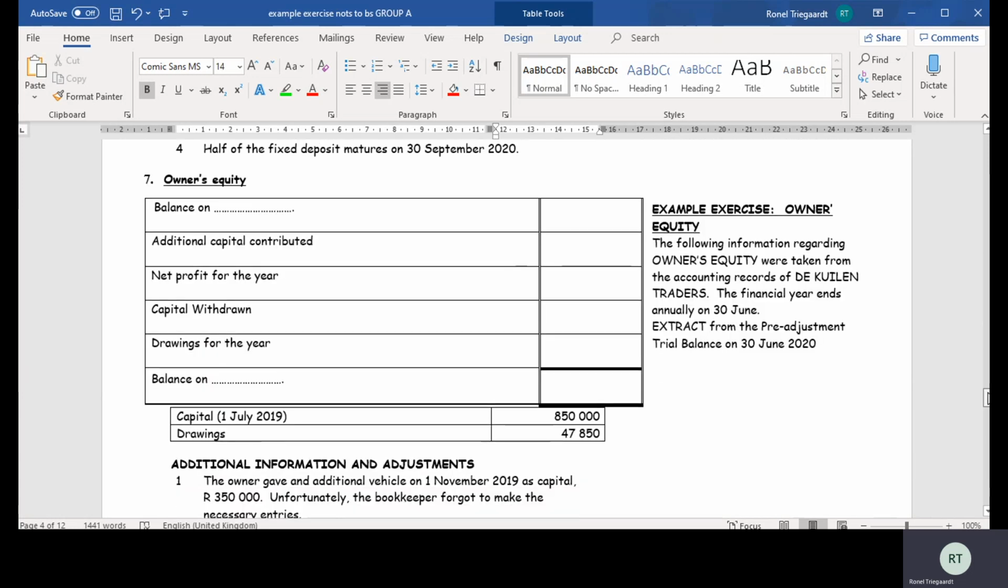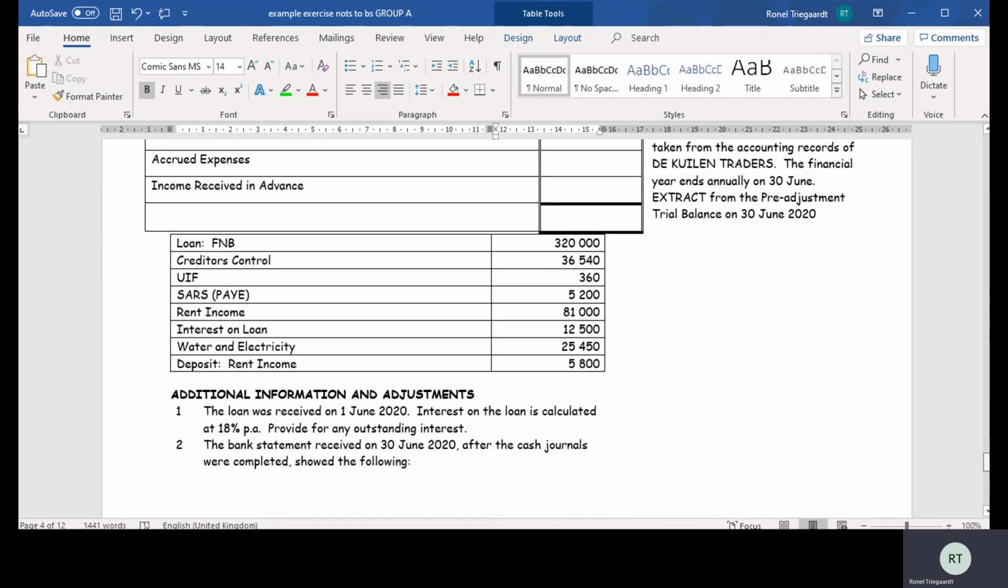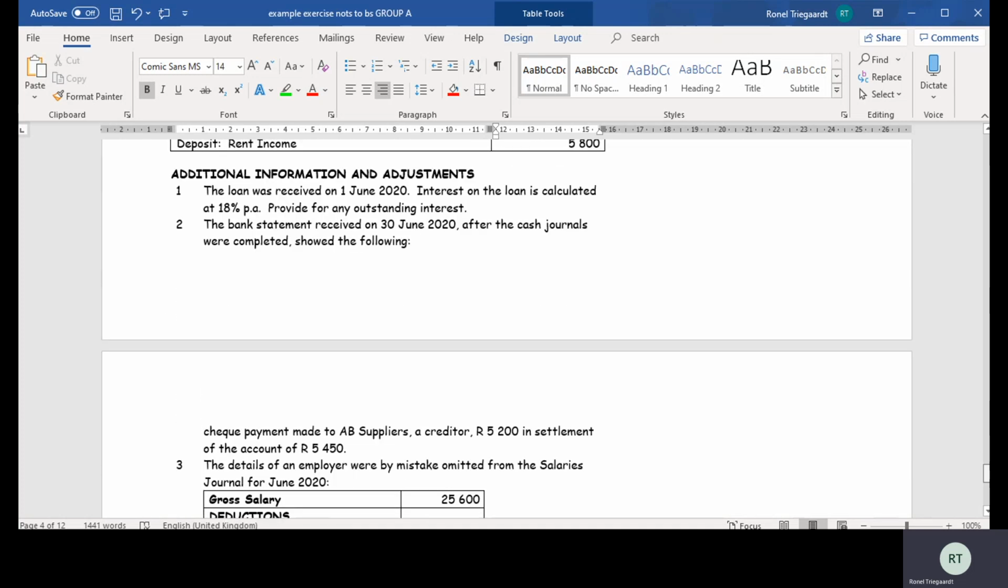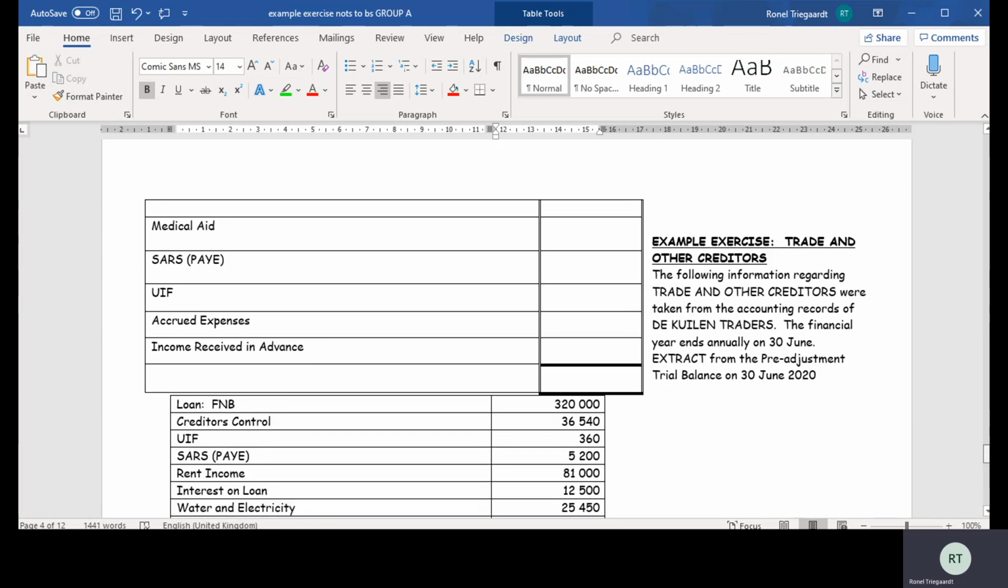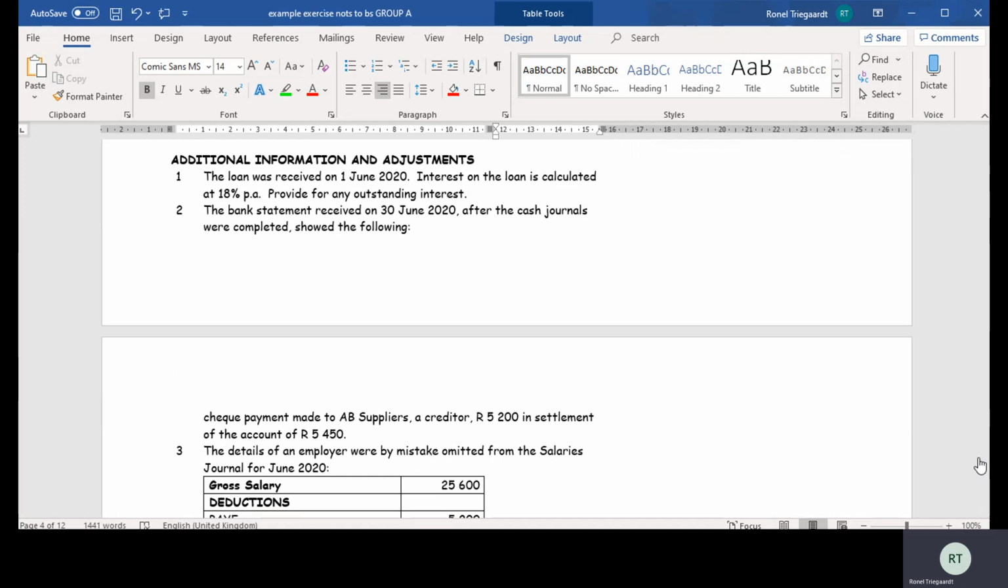then the exercise for the one that says trade and other creditors, can you please do those adjustments as well? So you must do the adjustments for trade and other debtors and trade and other creditors, because those are all adjustments we've done before. We're just looking at it from the balance sheet perspective. It's on the last page, the creditors. Okay, you may go. Goodbye.